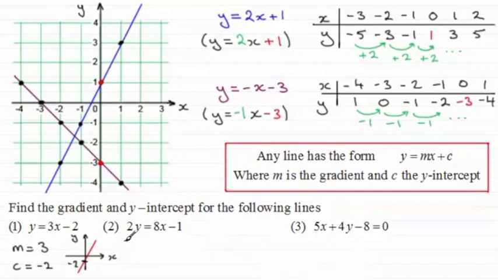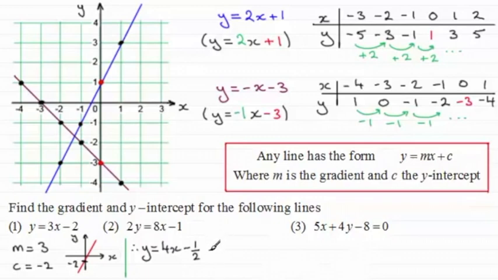Okay, now for this second one, you've got to take a lot more care. It's very easy to make the mistake and think that m is 8 and where it crosses the y-axis, the c value is minus 1. It's not. And that's because we've got a 2 in front of the y. Remember, it's just got to be y equals. So what we've got to do here is divide both sides by 2. And if we do that, we therefore have y equals 8x divided by 2, which is 4x. And then minus 1 divided by 2, well, that would be minus a half.